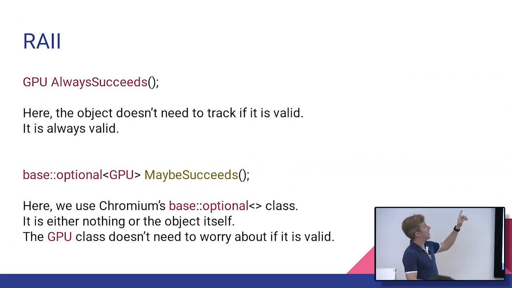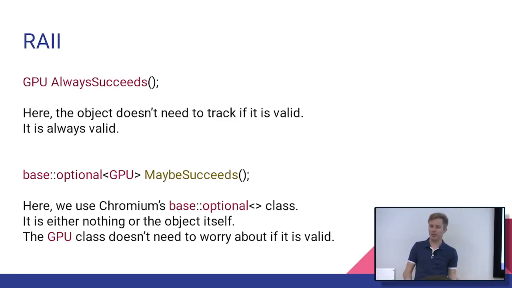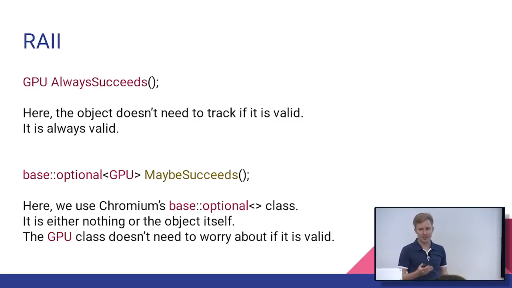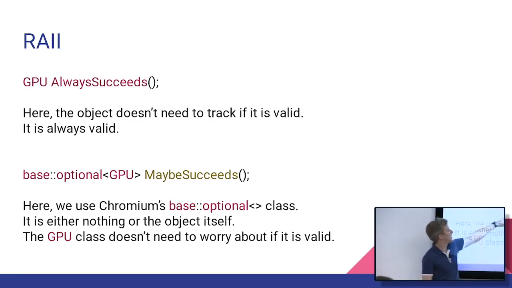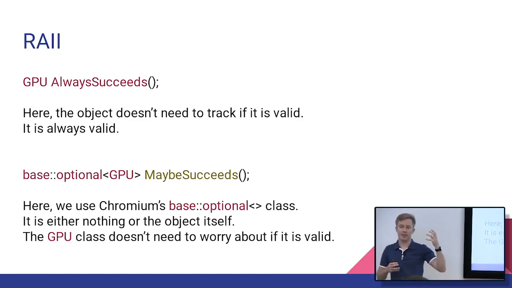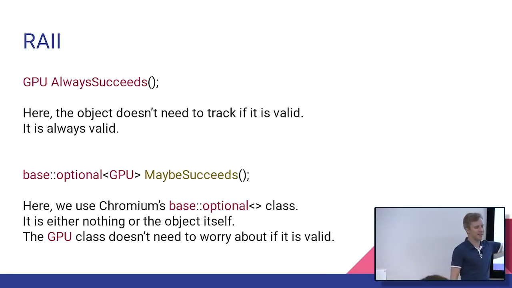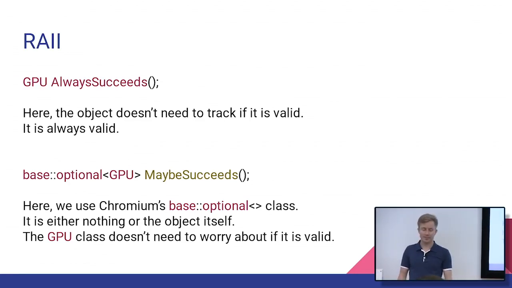A better way would be to have a function that always succeeds, and it just returns an instance of our GPU class. Now we don't have to track whether it failed or not. In this function, it will always succeed. The class itself doesn't need to know if it could have failed. And if we didn't have the option for it to always succeed, like maybe it could have failed, let's not store it in the class. Let's use something like base optional. Base optional will either be the class you wanted it to be or nothing. That way, our GPU class doesn't have to track whether it failed to initialize.